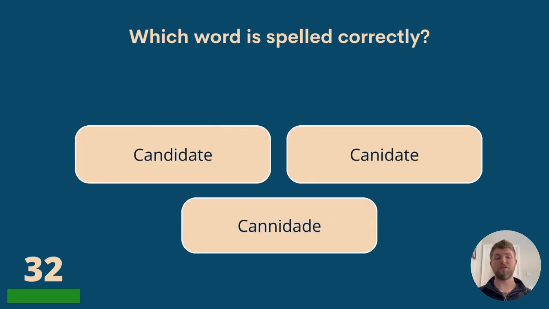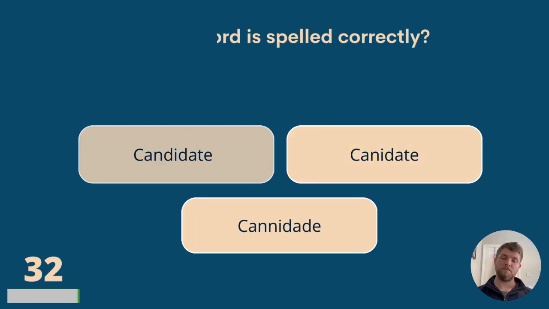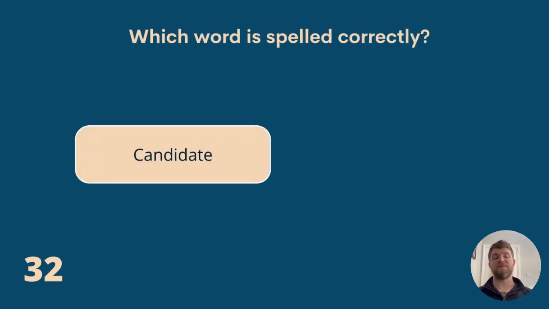Which word is spelled correctly when you're spelling the word candidate? You've got three options there, only one of them is spelt right. The answer is that first option there, Candidate.